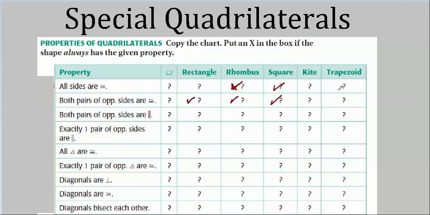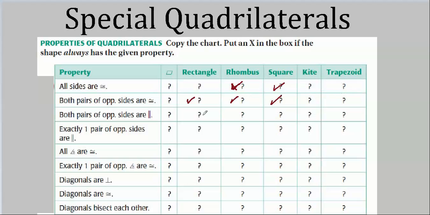Trapezoid? An isosceles trapezoid could have 1 pair, but that's an isosceles trapezoid. In general, a trapezoid doesn't have to have any congruent pairs. So it's just these 3.